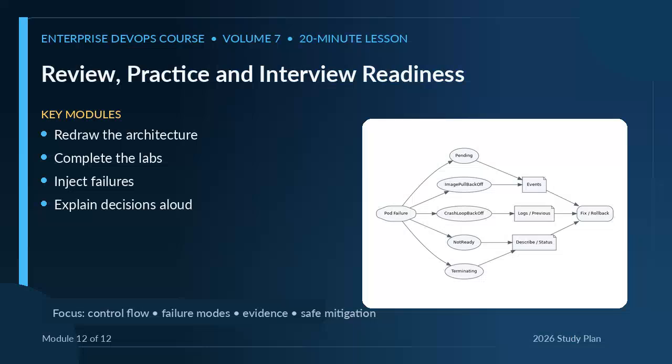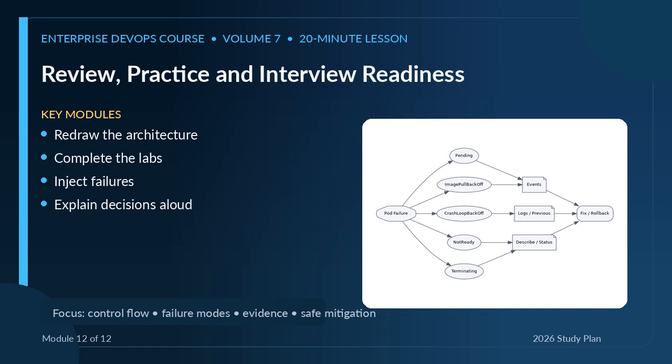You have completed the guided overview of Volume 7, Production Troubleshooting and Interview Guide. The next step is practical repetition. Recreate the architecture without looking at the handbook, implement the supplied labs, inject at least 3 failures, and document symptoms, evidence, root cause, mitigation, and prevention for interview preparation.